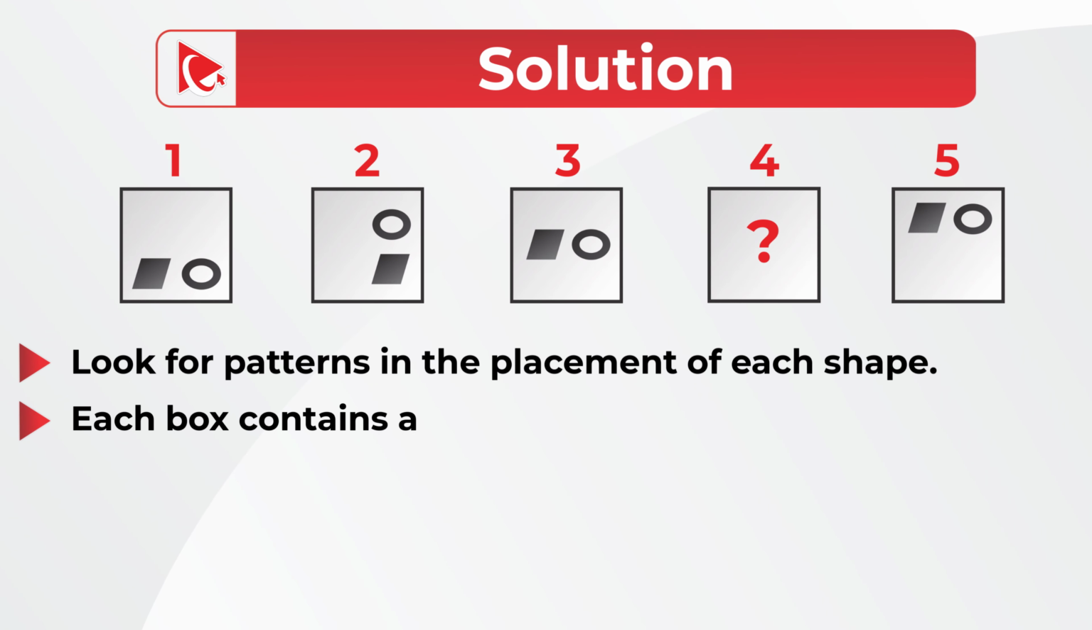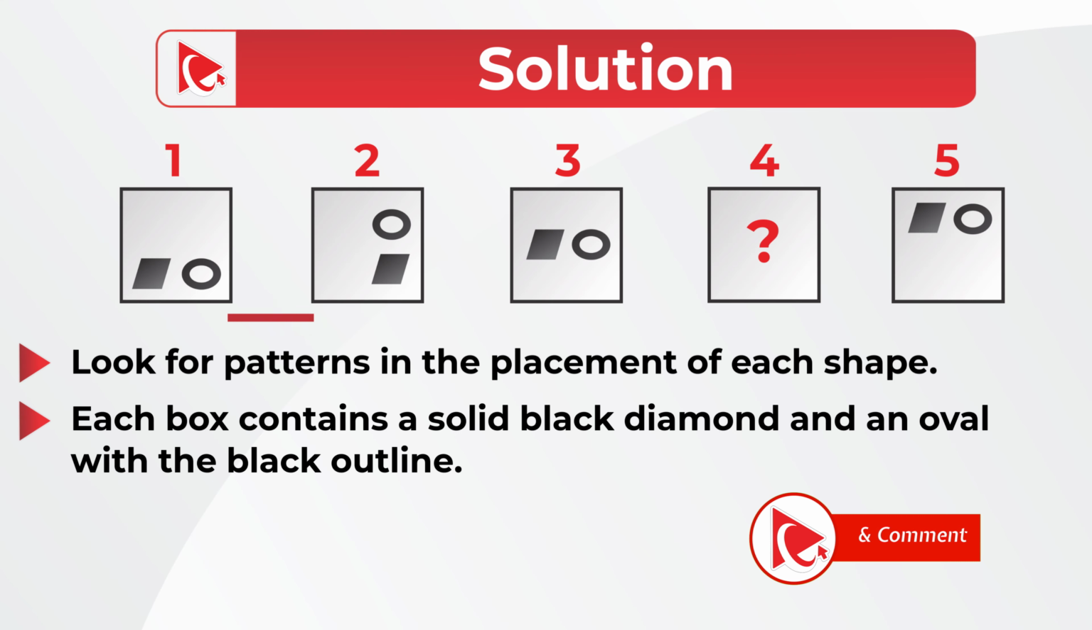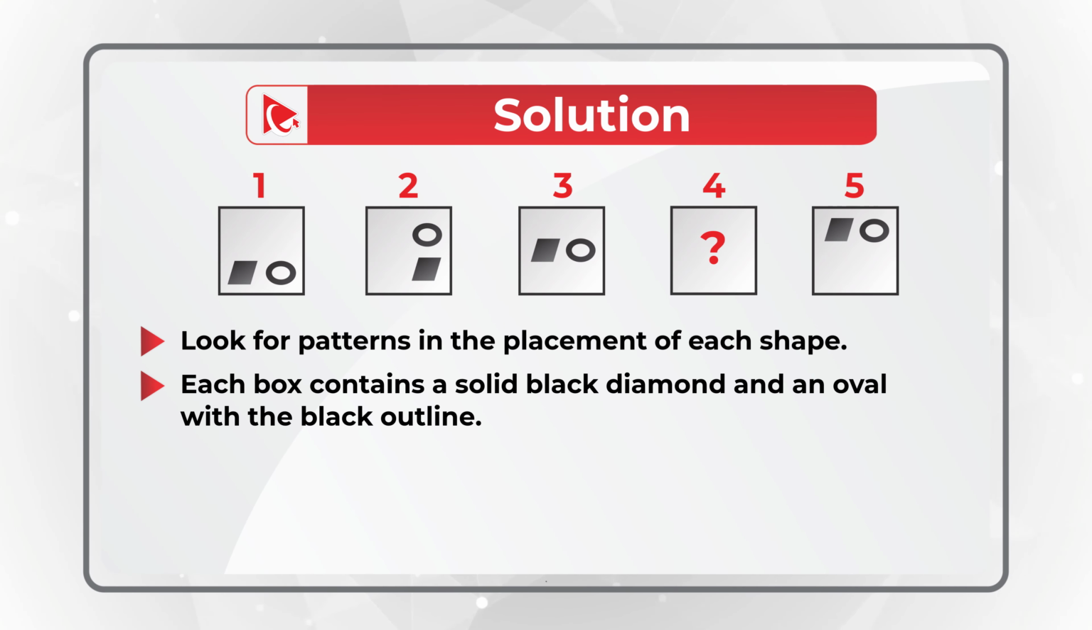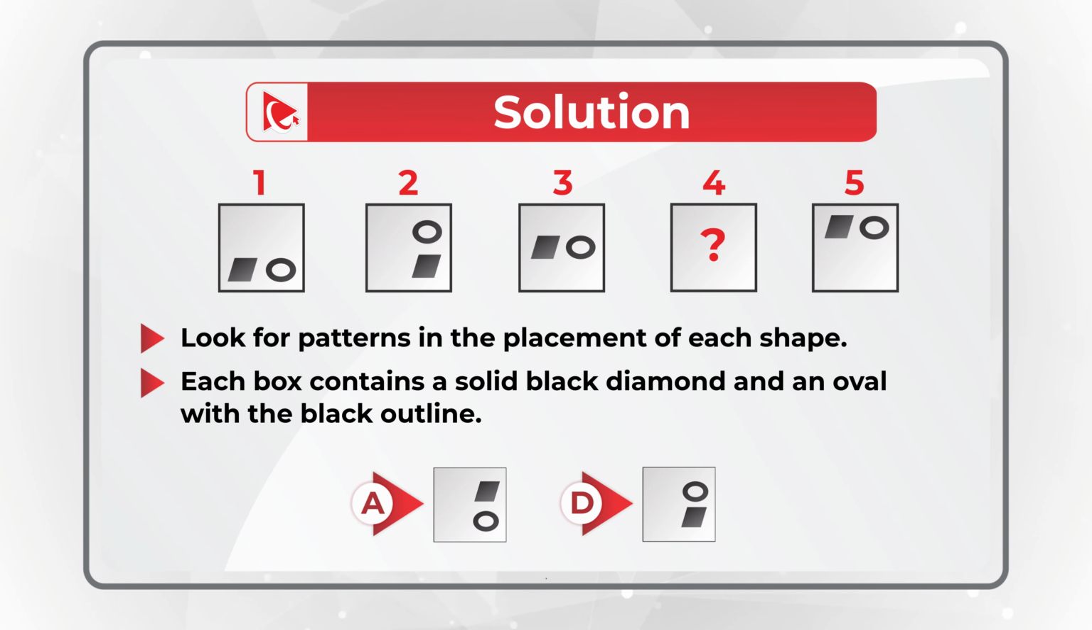You might have noticed that smaller shapes inside the circles are always diamond filled with black and oval with the black outline. This pattern is persistent for shapes 1, 2, 3, and 5. We can safely assume that the square 4 will have similar shapes inside, which automatically exclude choices B and C, only leaving possible choices as A and D.